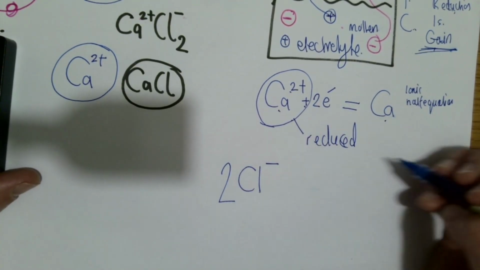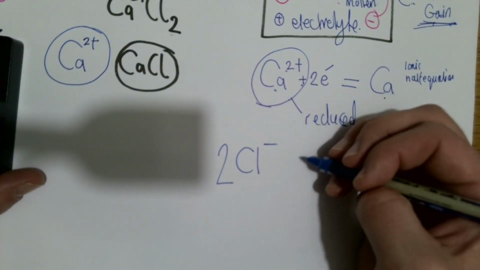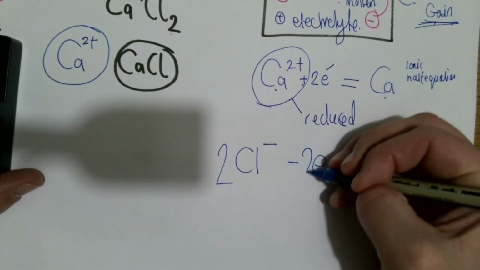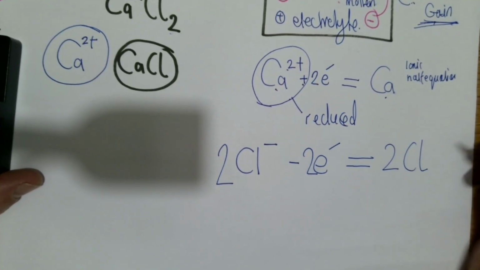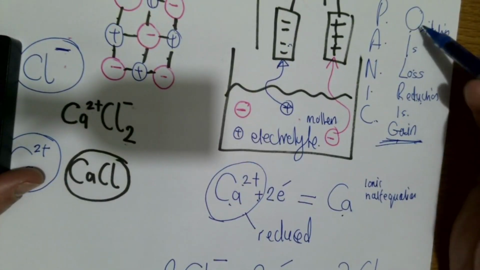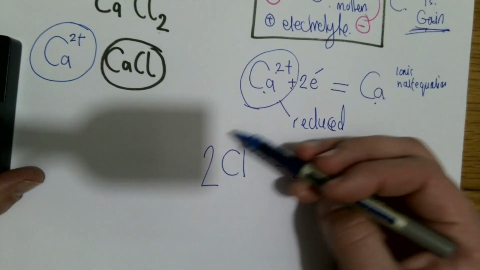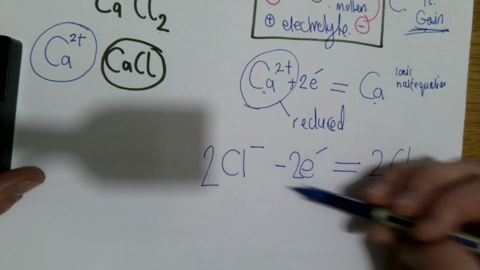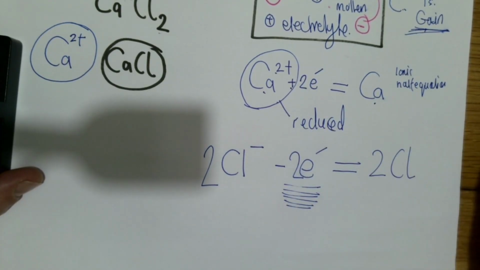Similarly, when the negative chloride ions arrive at the anode, remember these are Cl-, there's 2 of them. And so what would have to happen is you would have to take away 2 electrons to get two chlorine atoms. Let's go back. Oxidation is loss. The chloride ions are losing electrons, they're taking them away, so it's becoming oxidized.